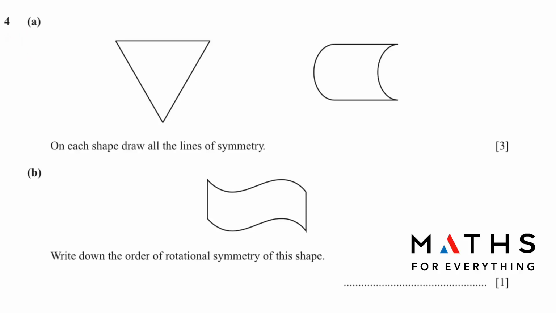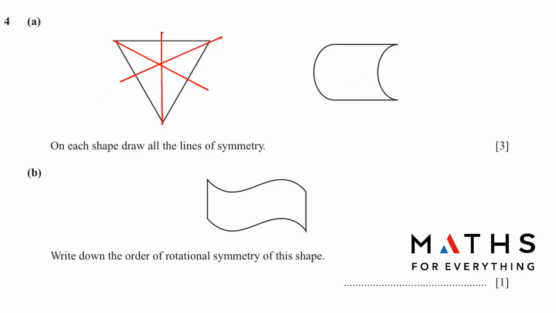Question number 4a. On each shape, draw all the lines of symmetry. This is an equilateral triangle. All the three sides are equal. Because all the three sides are equal, you are going to get 3 lines of symmetry. So from each vertex or point, draw a straight line to the opposite side. So this will be like this. These are our 3 lines of symmetry.